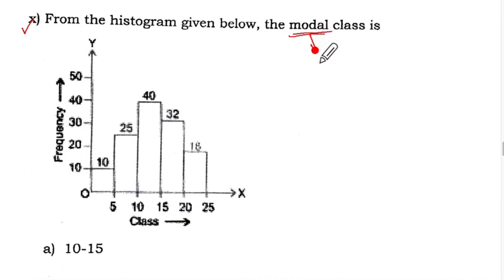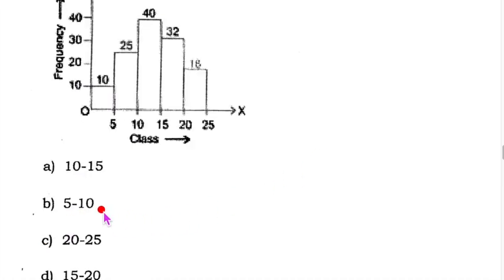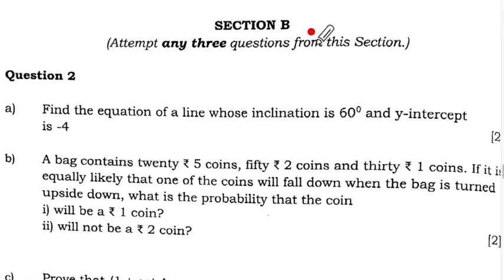Now modal class is the one which has mode, which means the highest frequency. The highest frequency is here, and if you have to find the mode, it is going to be in this region like this. So what is the range from here to here? It's 10 to 15, so A is the option. Let's see the other options. No, none of these. Only A is the option. That finishes our section A.